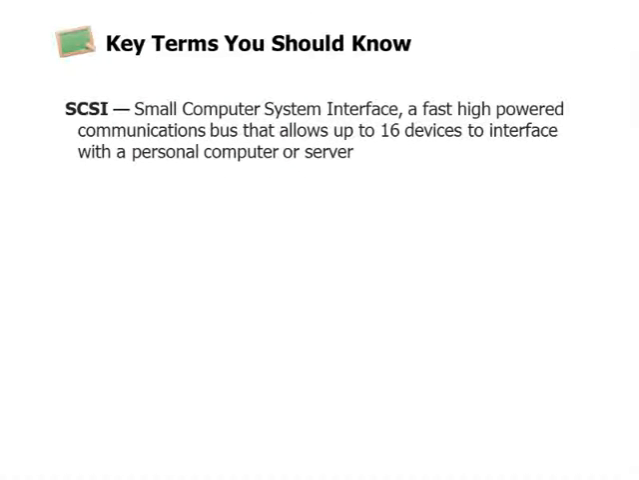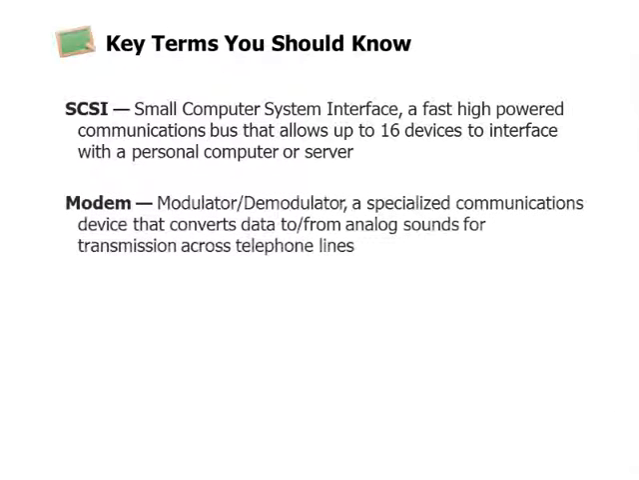SCSI, which we spent some time discussing, is Small Computer Systems Interface, a fast and high-powered communications bus that allows up to 15 devices to interface with a computer or server. And again, the key here was full availability without contention. And then modem, modulator-demodulator, a specialized communications device that converts data to and from analog sound for transmission across telephone lines.